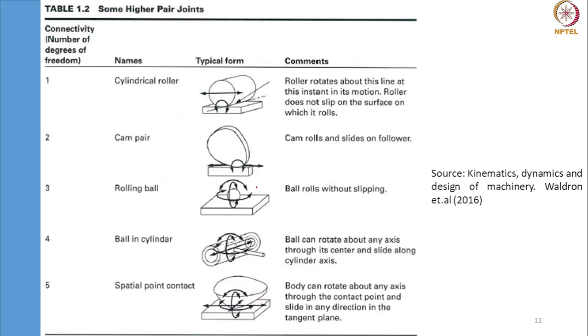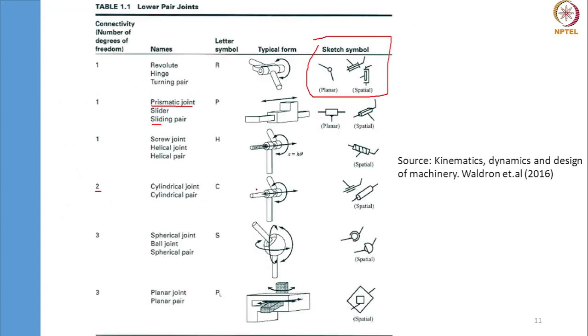How to classify the lower pair and higher pair? Point contact, surface contact, line contact. In this manner only we have to classify the lower pair and higher pair.